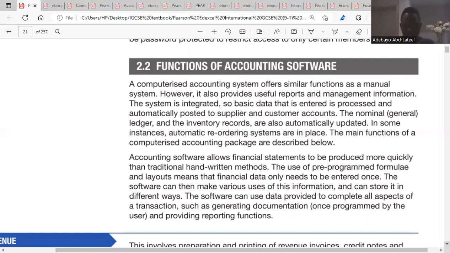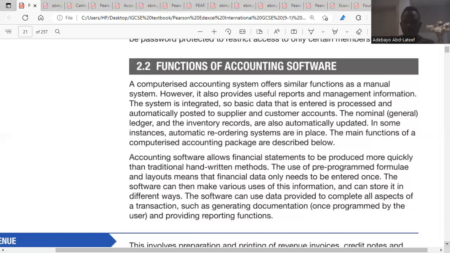So accounting software allows financial, the second paragraph now. Can you read the second paragraph, please? The first paragraph ends with below. No, scroll up. This is 2.3. I'm still talking about 2.2. Where's 2.2? Good. Now, this is the first paragraph. The second paragraph. Read it, please.